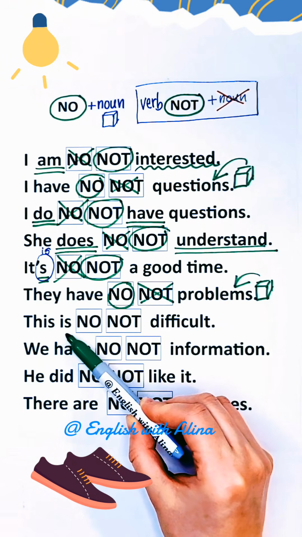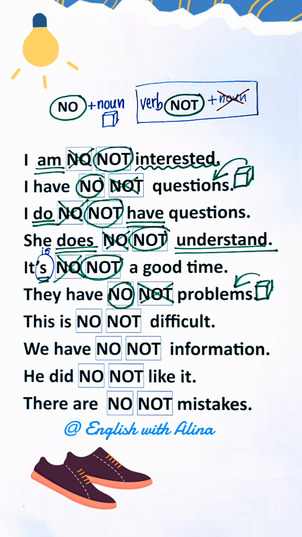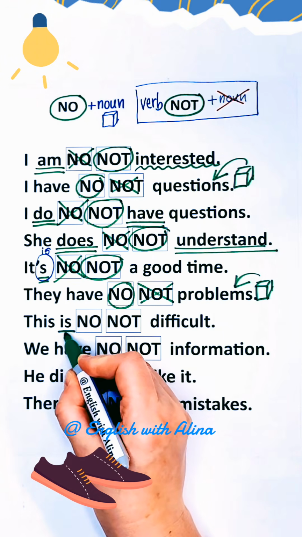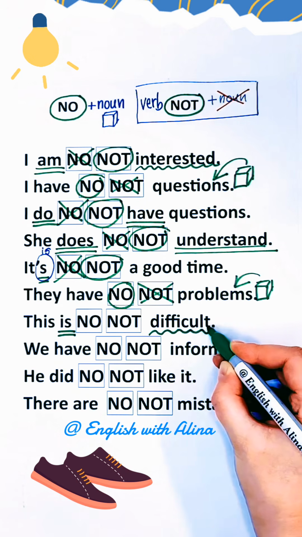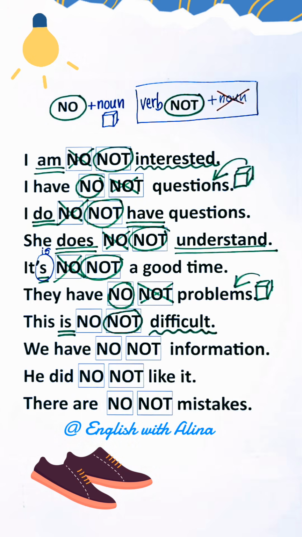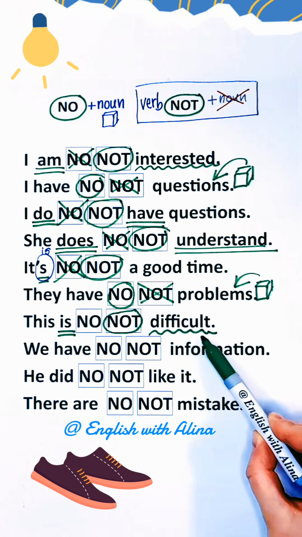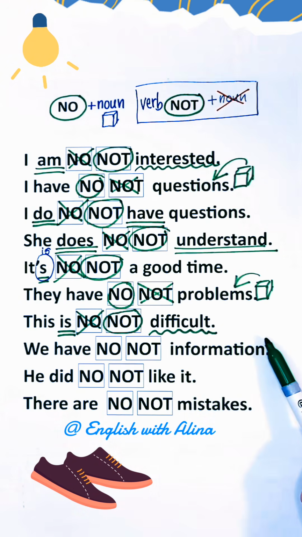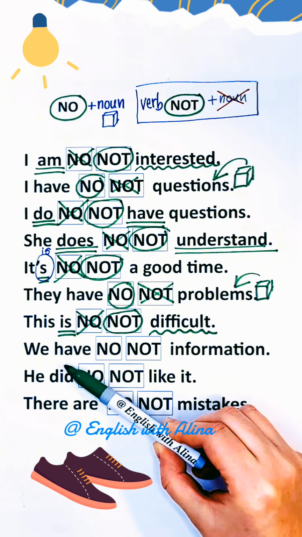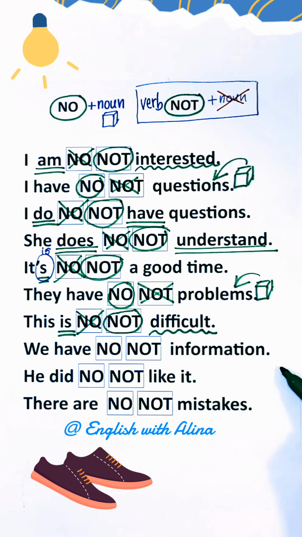This is no or not difficult. Is a helping verb and difficult is an adjective. Use not. Not difficult. This is not difficult.